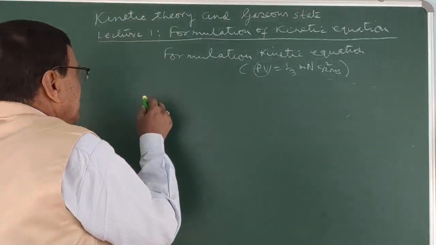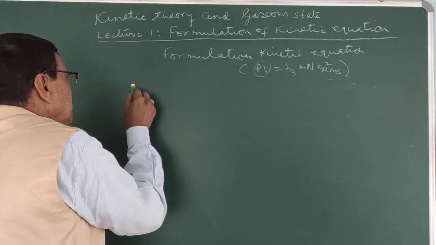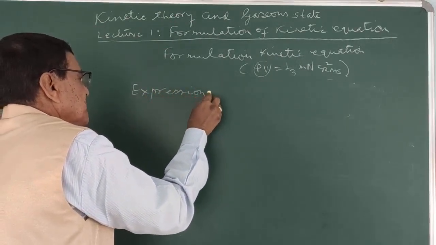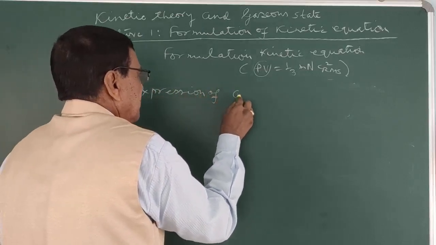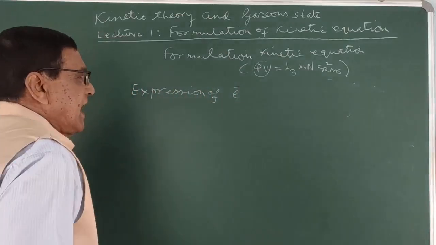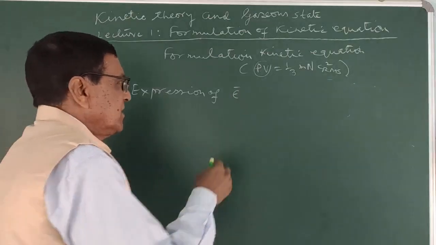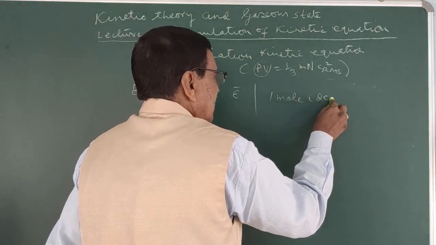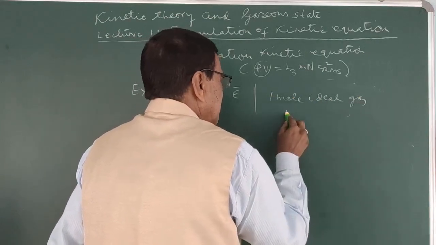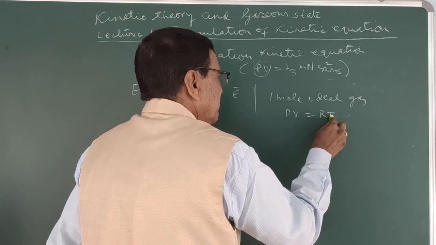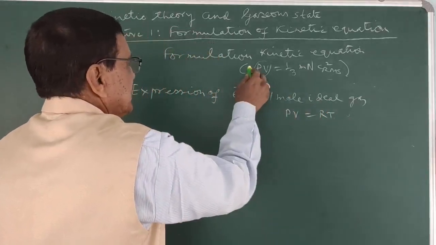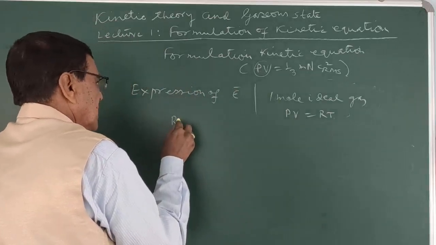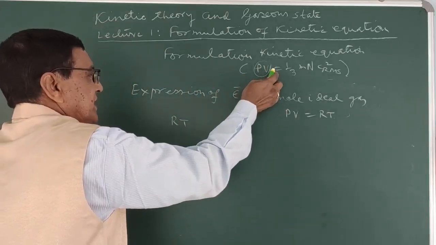I have an expression of average kinetic energy. Again we consider 1 mole of ideal gas, and the equation is PV equal to RT. And in this case, instead of PV, we can write RT. This is the kinetic equation.